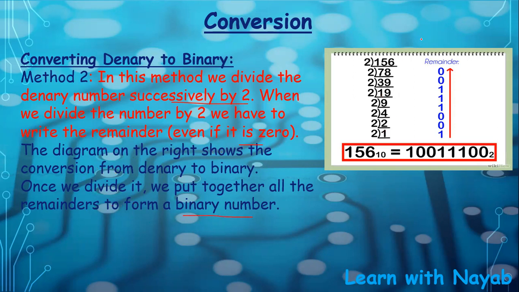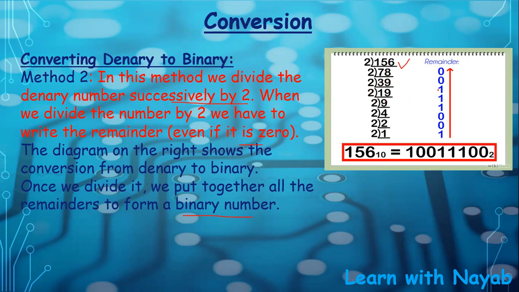Here we are finding the binary value of the number 166. We're going to divide it by 2. This can be fully divided by 2, so the remainder will be 0. This can also be fully divided by 2, 78, the remainder will be 0, but 39 can't be fully divided by 2. So we divide it and the remainder will be 1.